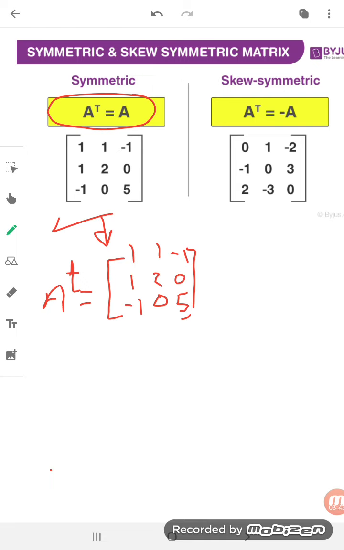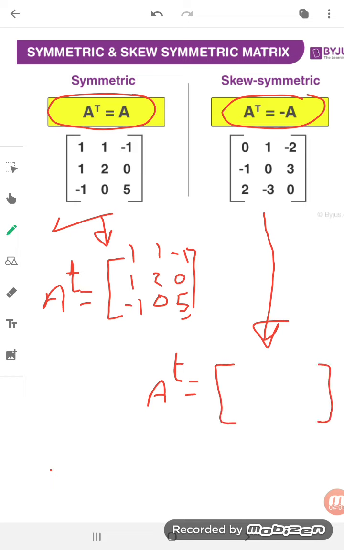But the skew symmetric matrix means AT equal negative A. AT equal negative A. So when we find the AT of the second matrix, the first row 0, 1, negative 2, negative 1, 0, 3, 2, negative 3, 0. Compare between the two matrices.